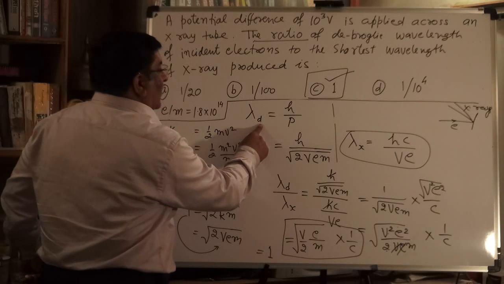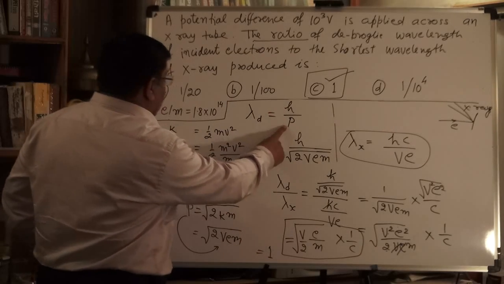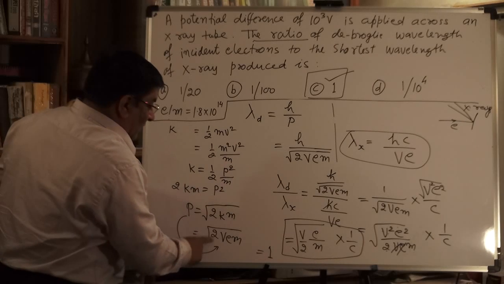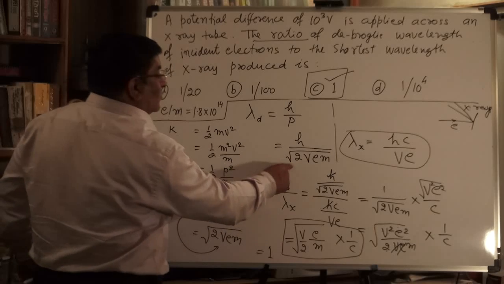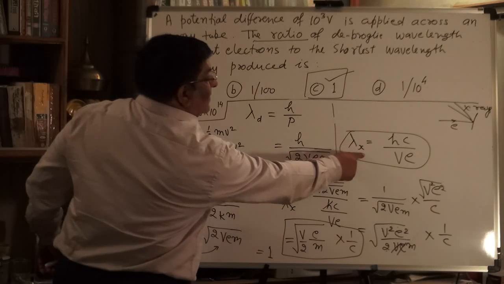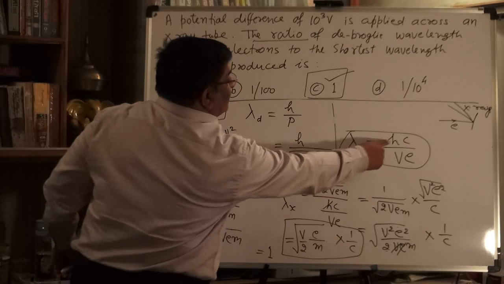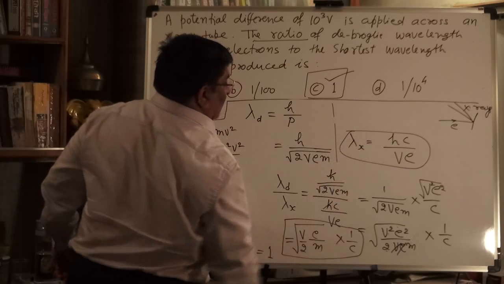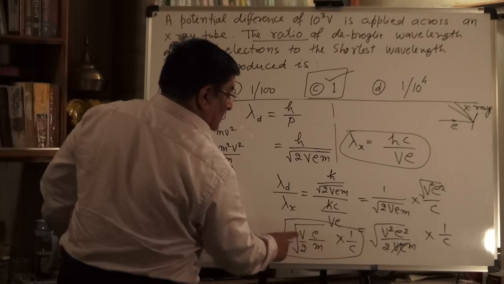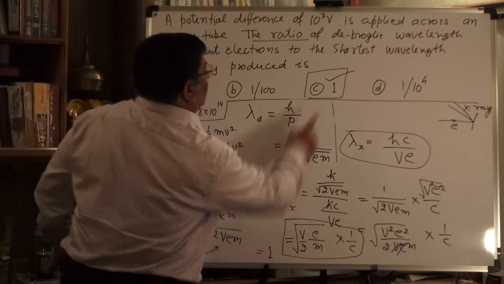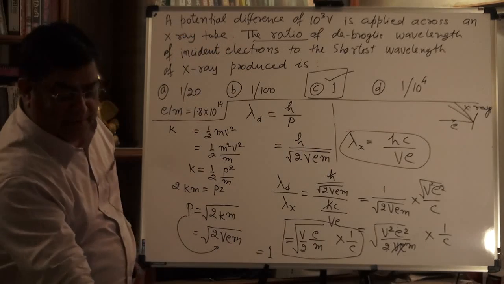Okay, so basically what we have to remember is, let us make it still short. Lambda for de Broglie is h upon p. p, we remember, is equal to root 2 KM or root 2 VEM. Shortest wavelength of X-ray is given by hc upon VE. Compare the two, after cancellations, putting the values, it comes equal to 1. This is our answer.